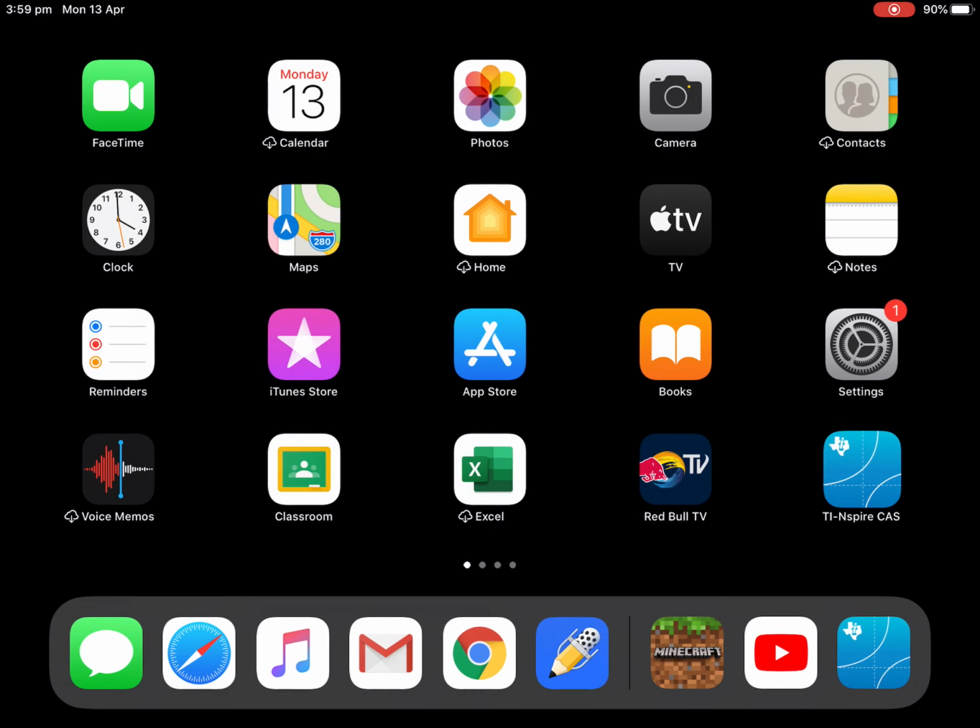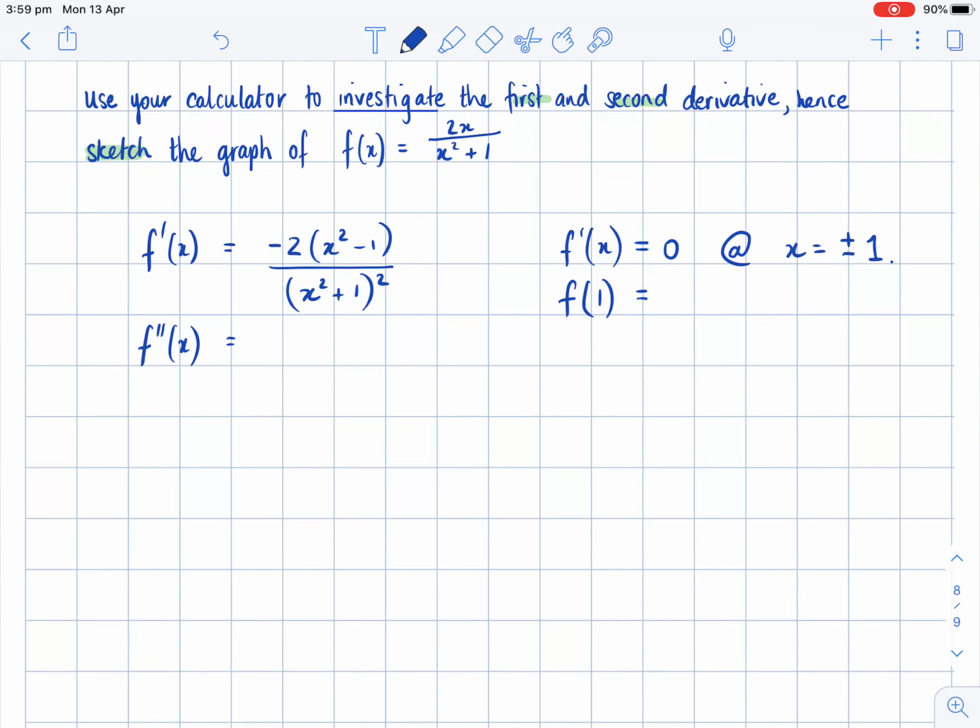So not only have I got that the turning points are at x equals positive 1 and negative 1, I have that they're actually the coordinates of 1 and 1, and this will be a turning point. And we also know at -1 I got -1, so that's the coordinate -1, -1, and this will be another turning point. I don't yet know whether it's a maximum or a minimum or a point of inflection. I haven't got that far, but I have got stationary points. So let's have a look at the second derivative now.